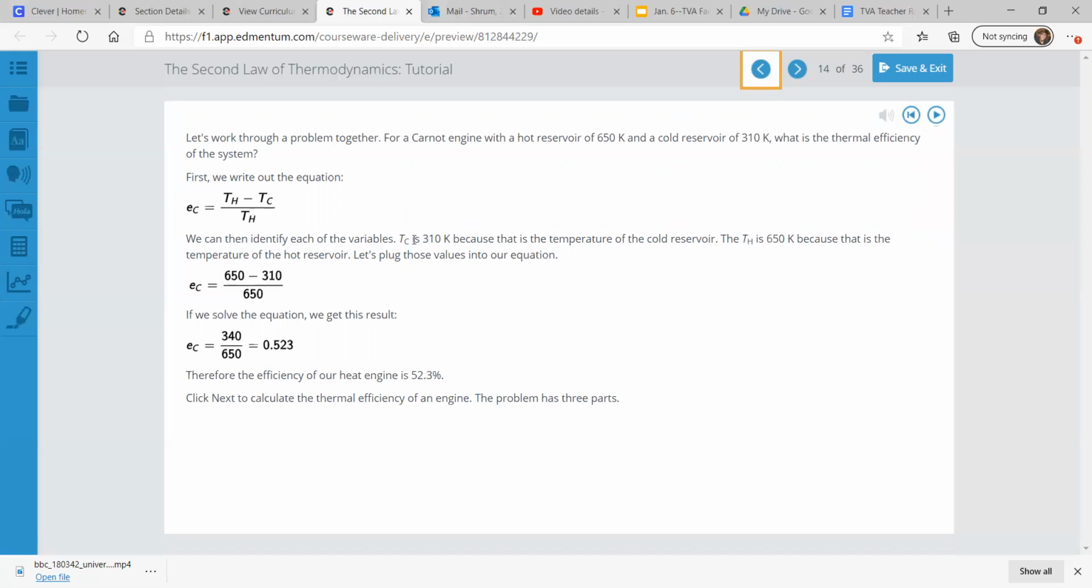Then you just identify what's TH and TC. TH is from the hot reservoir, 650 Kelvin. Then we have 310, that's the cold reservoir temperature. And you just plug it in: 650 minus 310 divided by 650. That's 0.523, and in percentage, that's 52.3%.